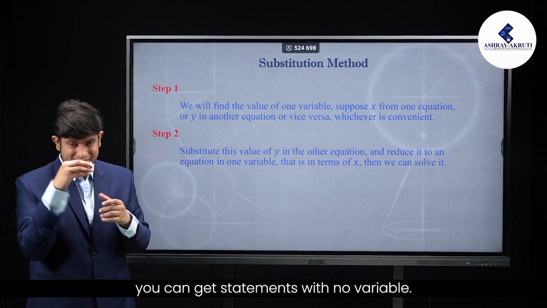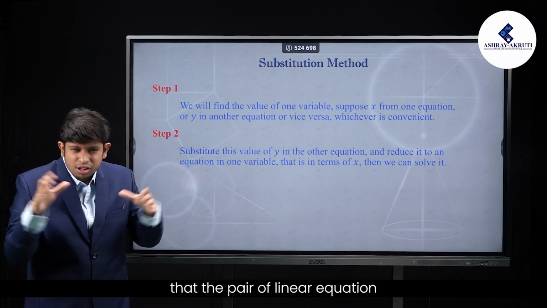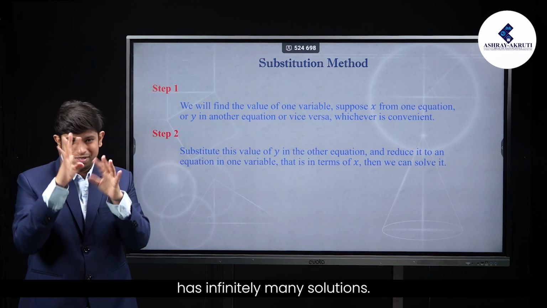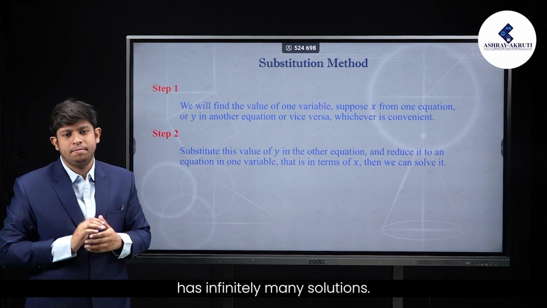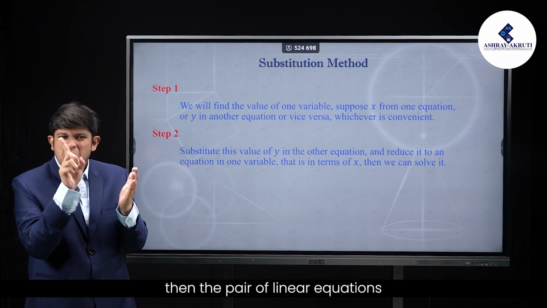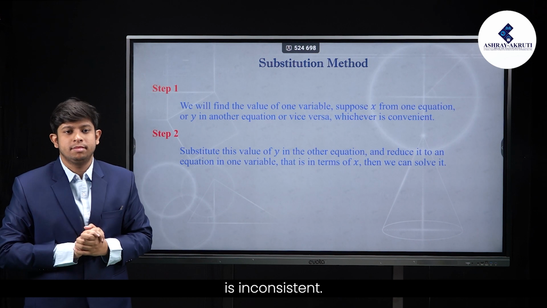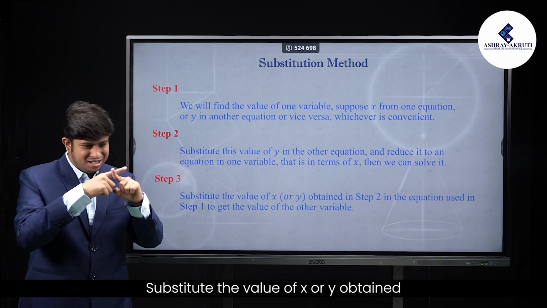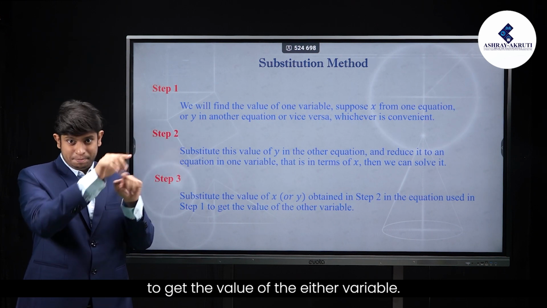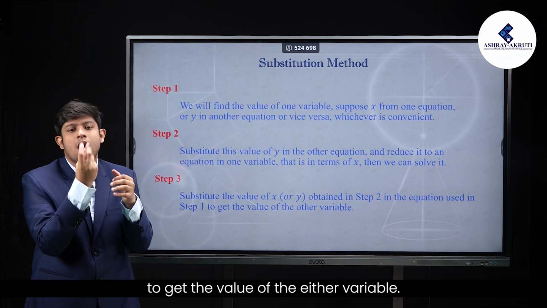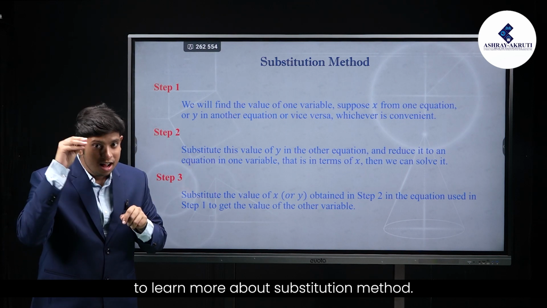Sometimes you can get statements with no variable. If the statement is true, you can conclude that the pair of linear equations has infinitely many solutions. If the statement is false, then the pair of linear equations is inconsistent. Step 3. Substitute the value of x or y obtained in step 2 in the equation used in step 1 to get the value of the other variable. Let us look into more examples to learn more about substitution method.